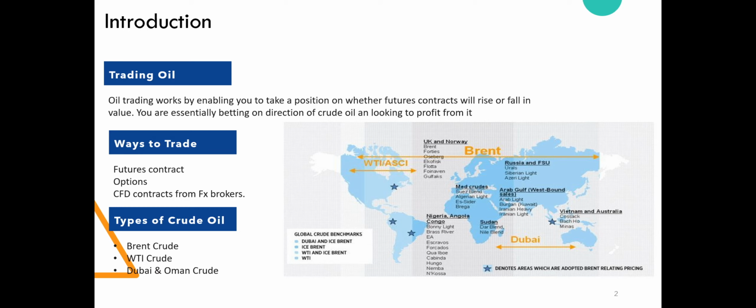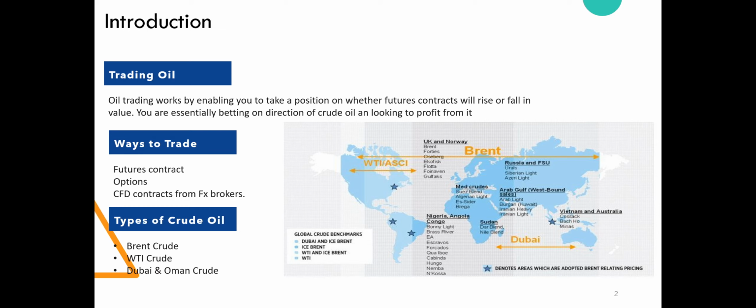Then there are a lot of CFD contracts which are offered by FX brokers, which basically try to mimic the prices of the futures and spot for WTI, and you are still able to trade a bet. So if generally a future moves by 1% or the spot moves by 1%, the CFD will also tend to move by 1%.